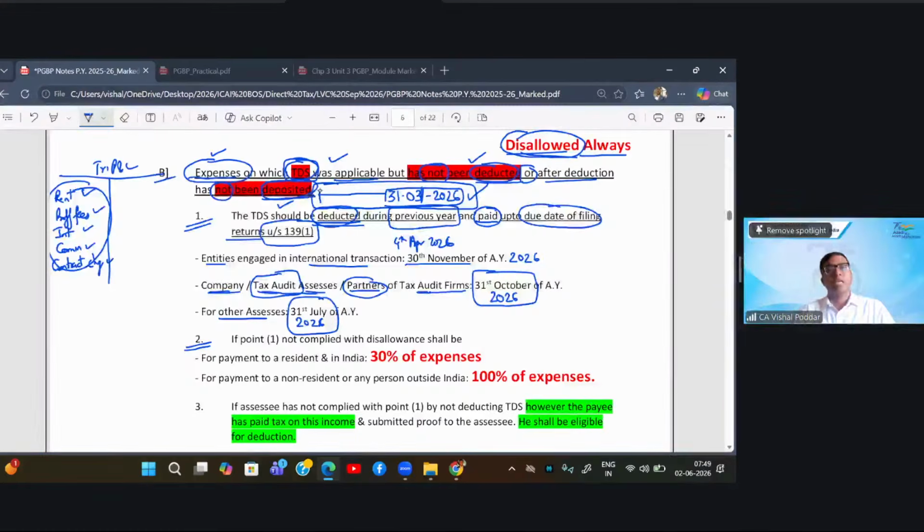Now again, in the question, in the adjustment, they would have either simply given TDS not deducted or TDS deposited after the return filing date. So it is very clearly given, you know, it is disallowed. But if they give you dates, you have to check both the dates. Deduction should have happened during the previous year. Deposit should have happened either during the previous year or later also, but up to your due date of filing the returns.